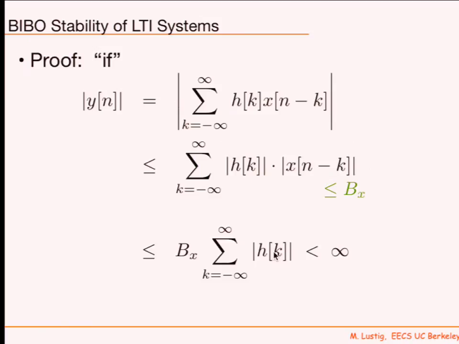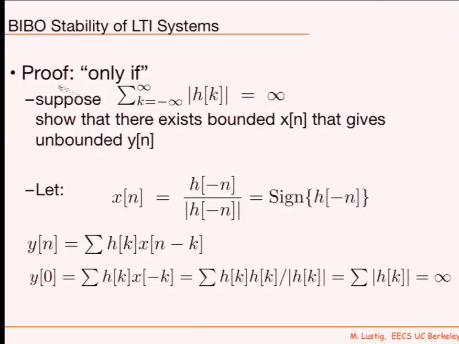Now this is one direction of the proof, but of course you have to prove the other way. If you know that the sum is not bounded, is there still an x of n that is bounded that will give an unbounded y? Does this make sense? That's the only if.